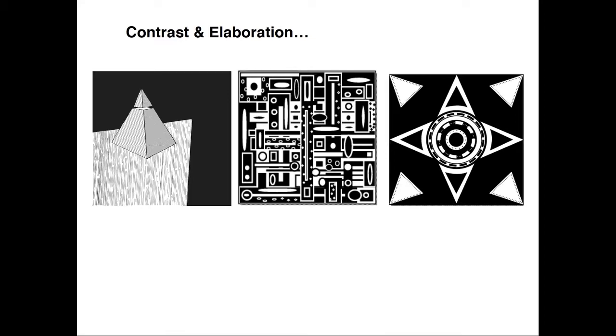What if in the pyramid, on the right-hand side of the pyramid, I used thicker lines, created a darker gray? Would it create more contrast? Sure. But it's pretty successful the way it is, right? By changing up line weights, we can create more contrast and elaboration.